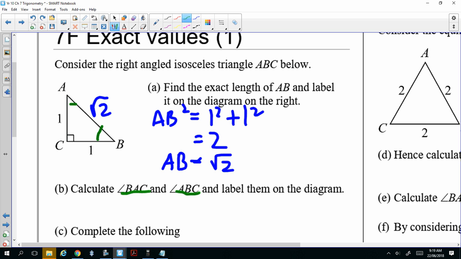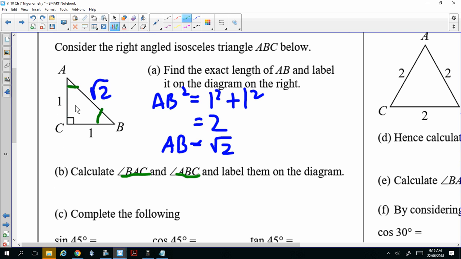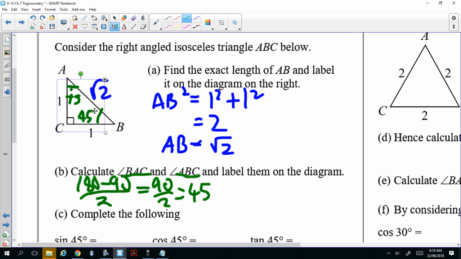Now, how do I find this angle? Of course, you're not using trigonometry. We're going to find it from geometry. Because it's isosceles, these two must be the same, isn't it? So to work out this angle, you do 180 minus 90, divided by 2. That will be 90 over 2, which is 45. They are both 45 degrees. All right, label this on your diagram, 45.